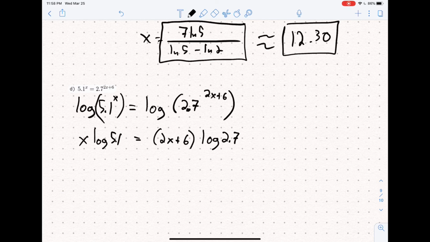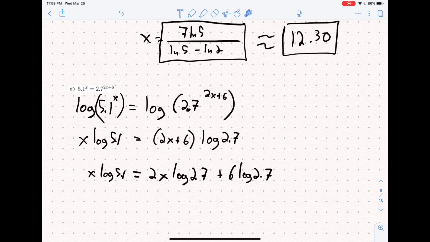We need to collect our x's together, so because of that, I'm going to distribute on the right-hand side. I'm going to distribute this log through my parentheses. So this is 2x log of 2.7 plus 6 log of 2.7. And what's that equal to? It's equal to x times log 5.1.